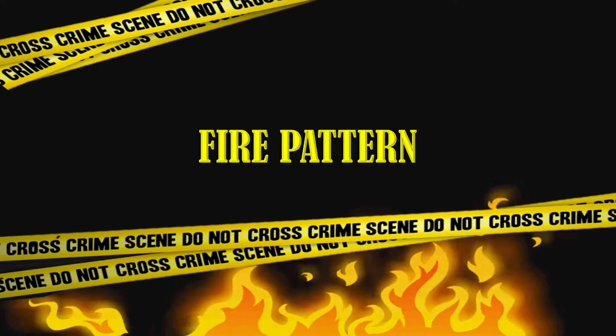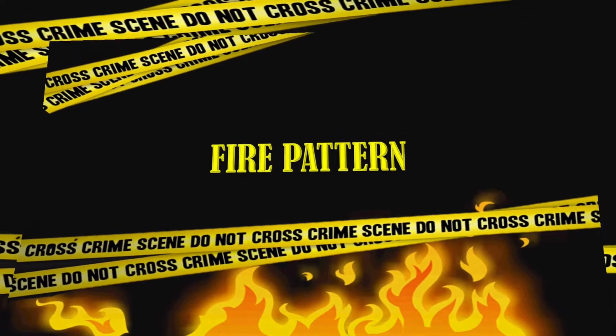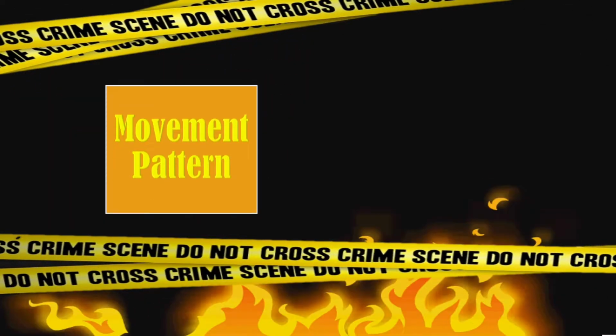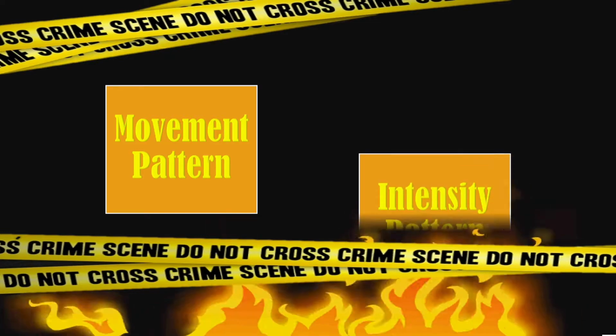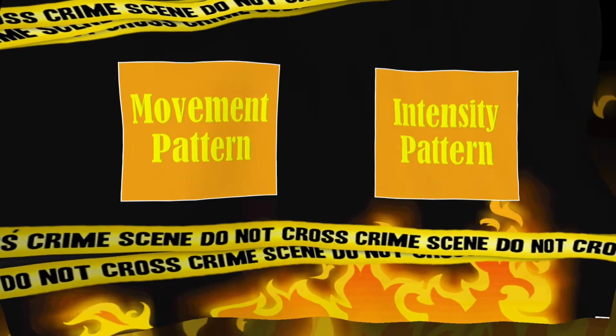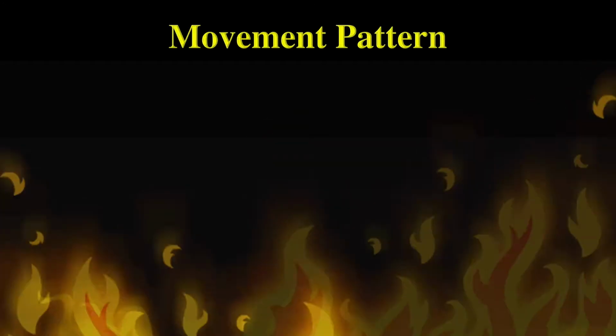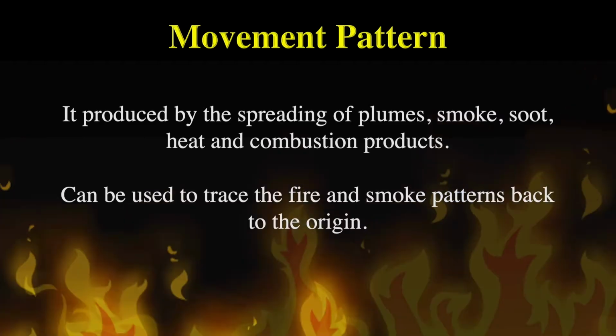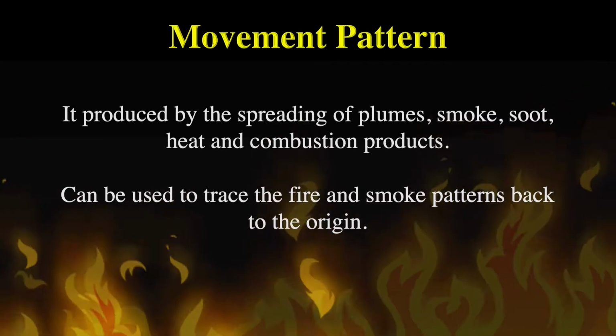Fire pattern. There's two types of fire pattern: movement pattern and also intensity pattern. Movement pattern is produced by the spreading of plumes, smoke, soot, heat and combustion product. It can be used to trace the fire and smoke pattern back to the origin. There's a lot of types under the movement pattern.